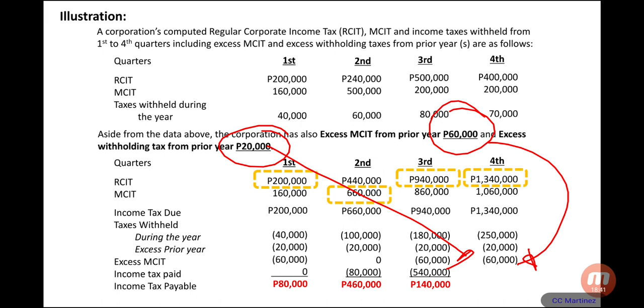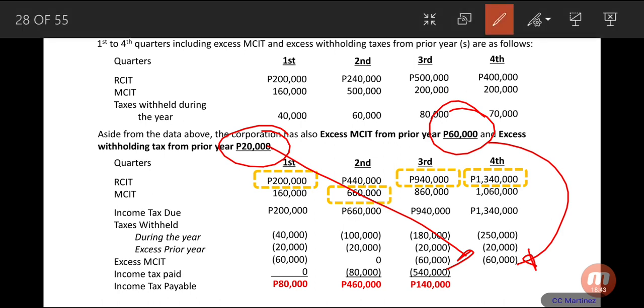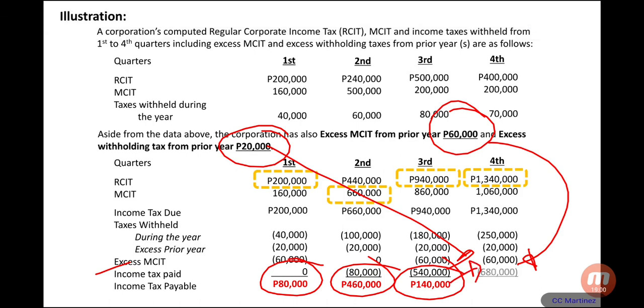Yan. So, magkano naman yung income tax paid natin? So, we have 80,000 for the first quarter. Second quarter, 460,000. Third quarter, 140,000. Total of 680,000. Okay. So, same process.